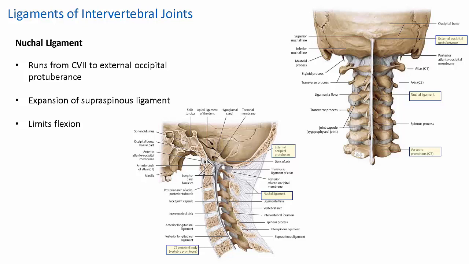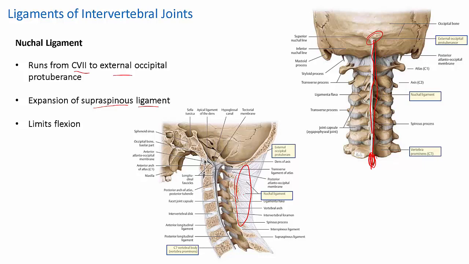So this is going from the occipital protuberance. You can see there the external occipital protuberance as it goes down to the seventh cervical vertebra, the vertebral prominence. And you can see it's attaching to that spine right there. So that's going to pretty much occupy the back of the neck. That is an expansion of the supraspinous ligaments where they get much thicker in this open area. And like the rest of it, it will limit flexion.